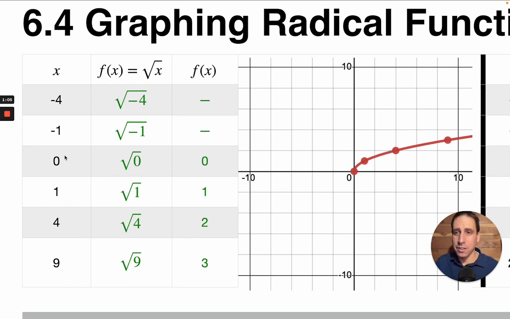I'm going to choose not to go 0, 1, 2 here, because it'll be a lot easier if we choose perfect squares as inputs. The square root of 4 is 2, square root of 9 is 3. And you can plot them. This is the point 9, 3 right here, the bottom row. 4, 2 gets plotted right here. 1, 1, 0, 0. Great.